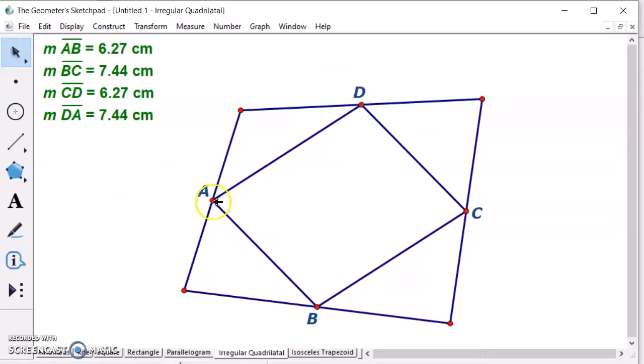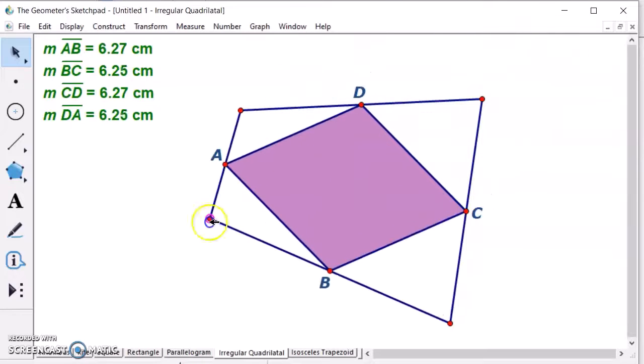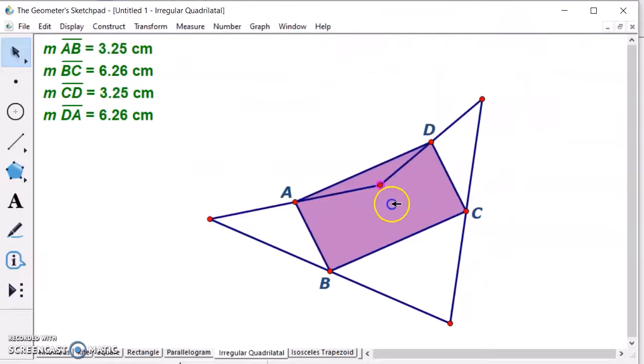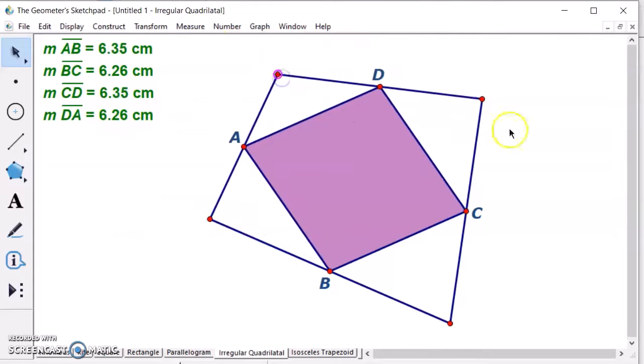Let me make ABCD a little solid here so it'll be a little easier to observe. There we go. So now, no matter where I move any of these corners, what shape do I have there?